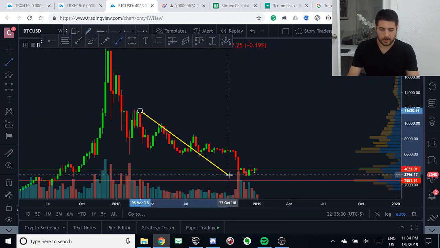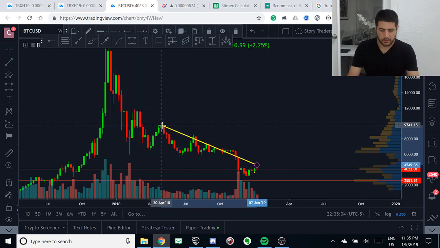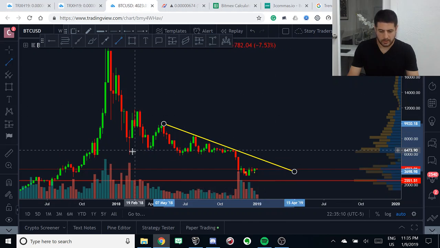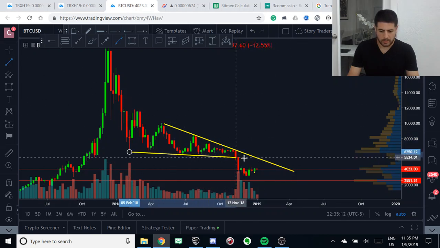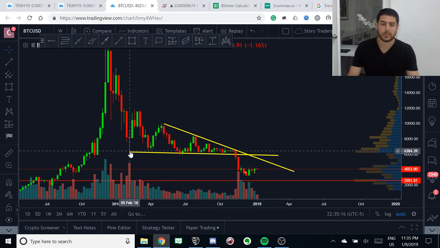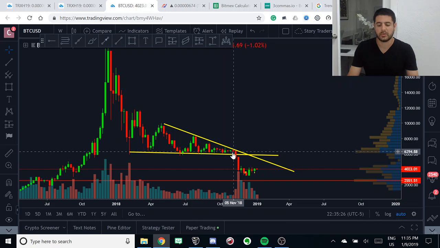So here's one with multiple touches. As you can see, the bottom, which is support, got a wick. Then it touched here 2 times. And then the third, that makes it a trend. And then we can see it continues to hold.